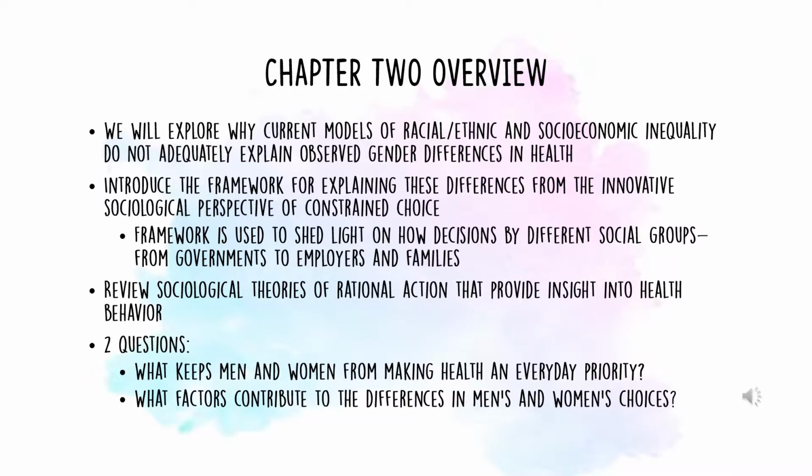Chapter 2 Overview. We will explore why current models of racial, ethnic, and socioeconomic inequality do not adequately explain observed gender differences in health. We introduce the framework for explaining these differences from the innovative sociological perspective of constrained choice. The framework is used to shed light on how decisions by different social groups, from governments to employers and families, influence health. We review sociological theories of rational action that provide insight into health behavior, with two questions in mind.